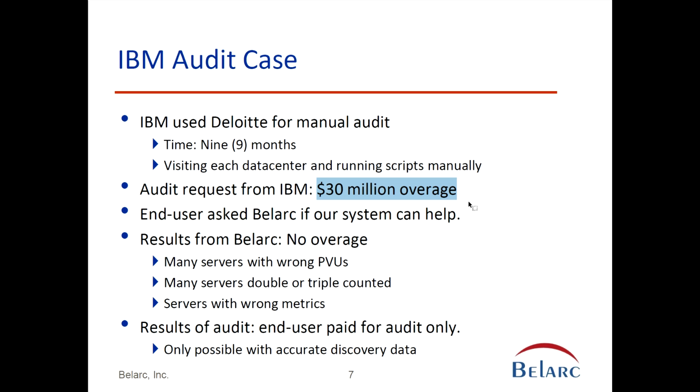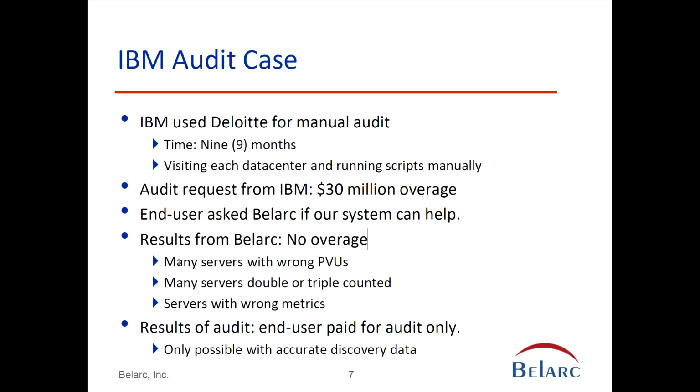Belarc had just been deployed. We had not been brought in for IBM, but they asked if our system might be able to help. We wanted to make sure we were discovering all of their IBM software. They had some pretty old, 20-year-old IBM software, so we wanted to make sure that we were accurate. After 2 months, our results came in, and there was no overage at all. So you say, how could that be?